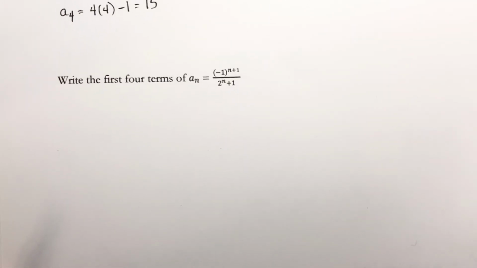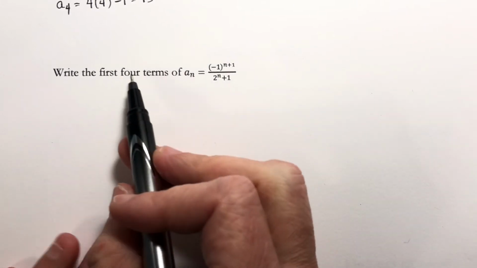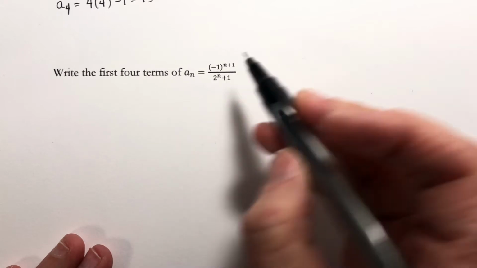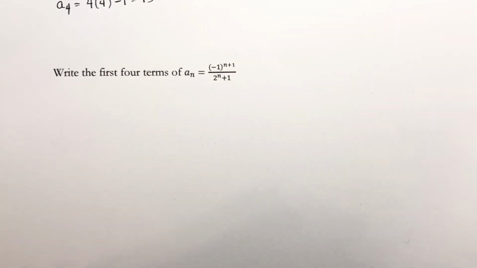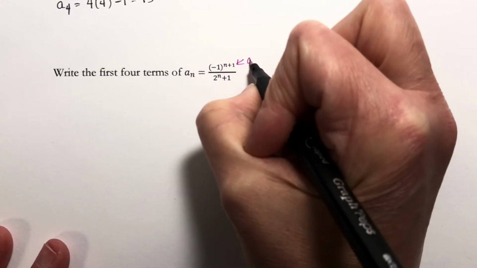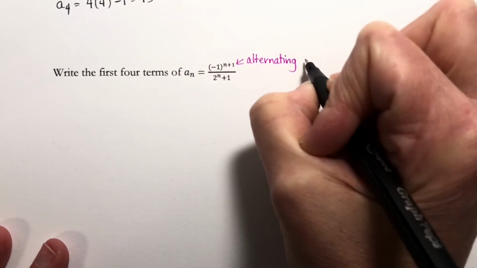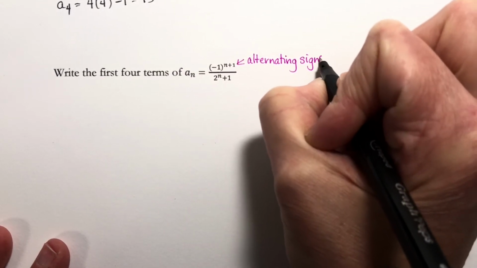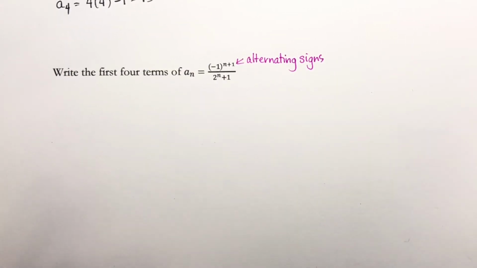So let's look at this particular kind of sequence. Again, we're asked to find the first 4 terms. This right here, where you have -1 to a power, this takes care of alternating signs. And that's because -1 is either going to be raised to an even exponent or an odd exponent, depending on what our n value is.